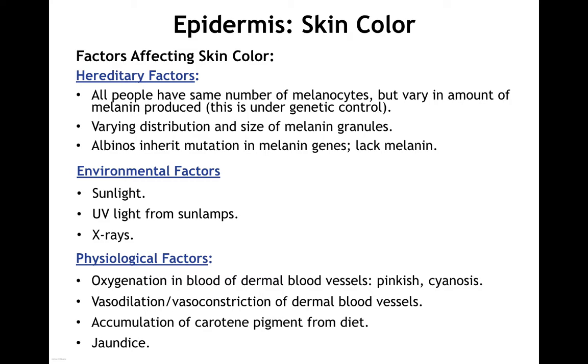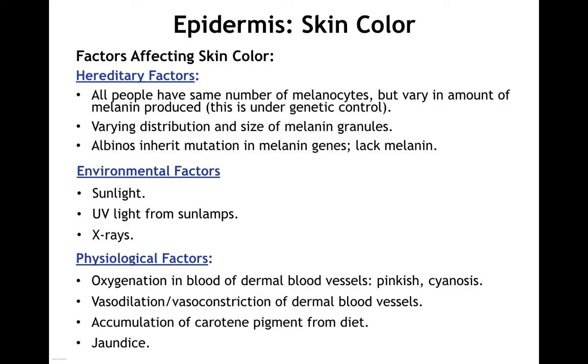There are a number of things that affect skin color. If we look at hereditary factors, all people have the same number of melanocytes, but they produce varying amounts of melanin, and that is under genetic control. There's a varying distribution in size of melanin granules. Albinos, for instance, inherit a mutation in the melanin genes, and they do not produce melanin.